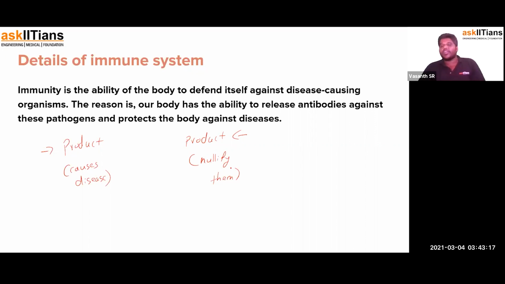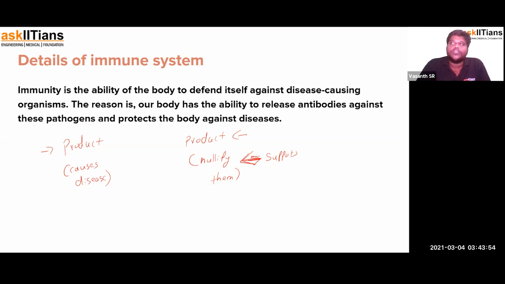But the problem is sometimes this product will not be effective unless it is provided with support. So when we support them, the effect will be very well seen, and it will be very good. What will be very good? The effect of the material that is fighting against the disease condition. So this is about the immune system in detail. I hope everybody understood what the immune system is.